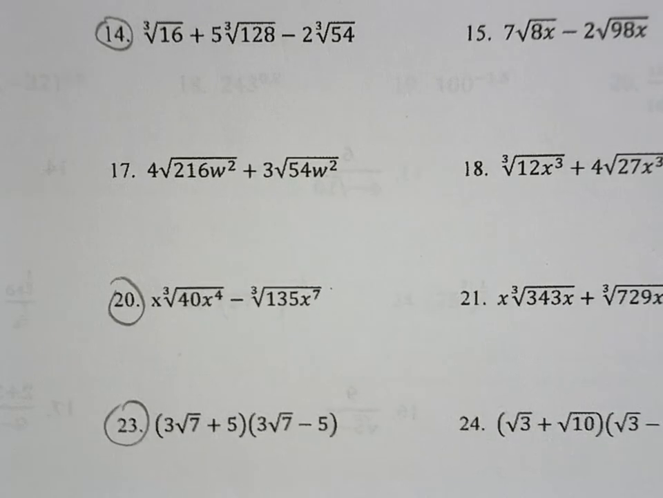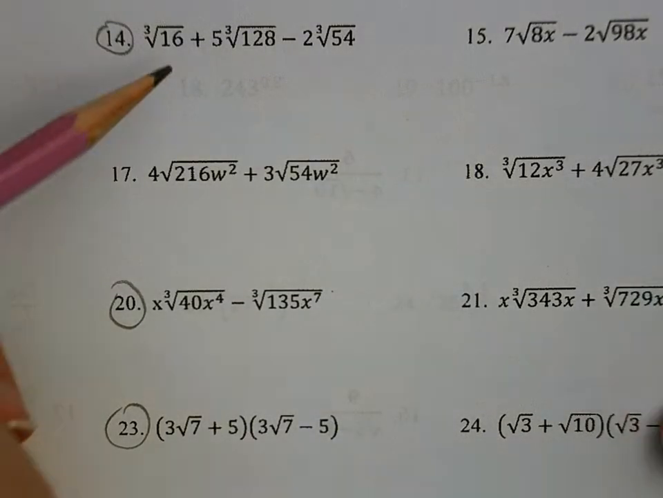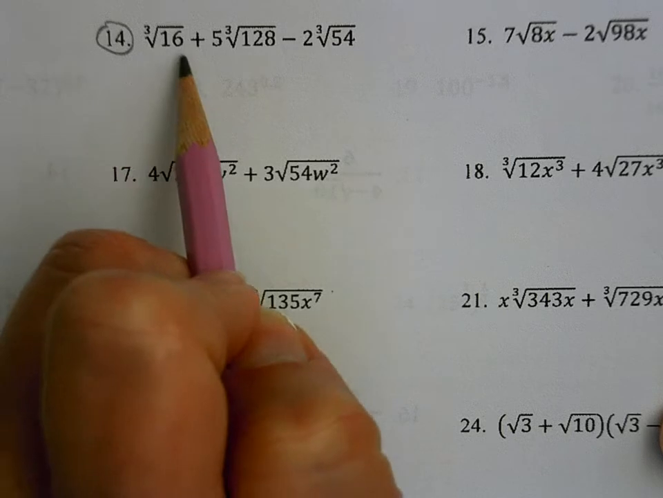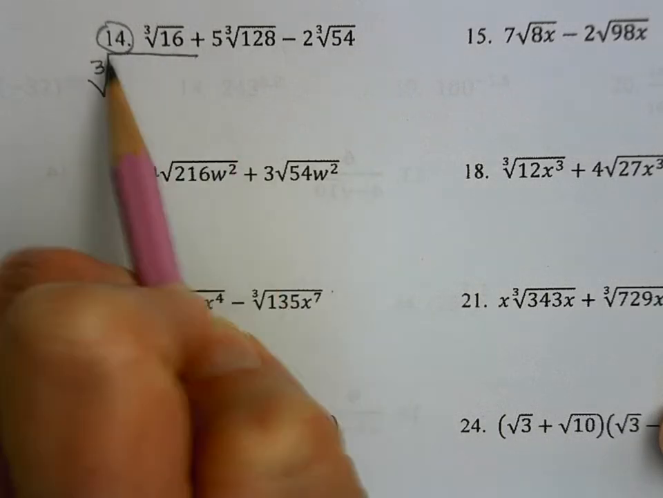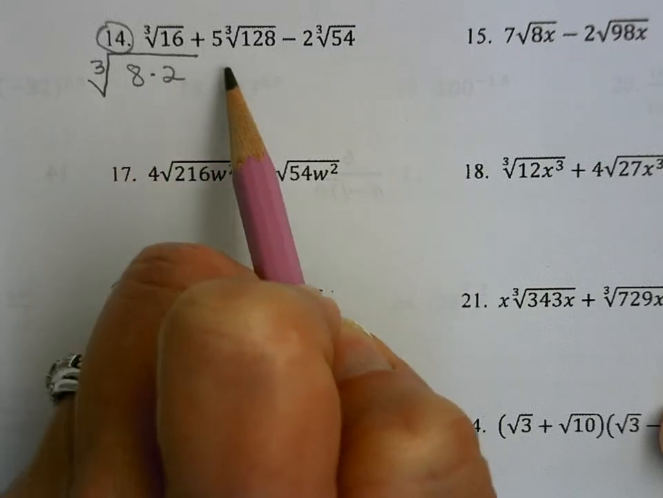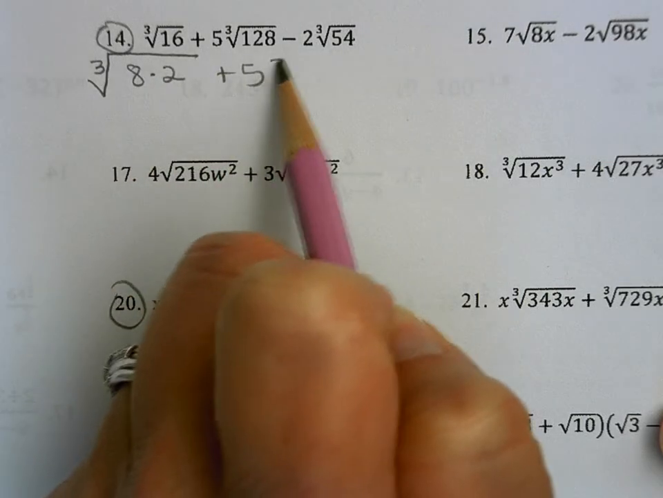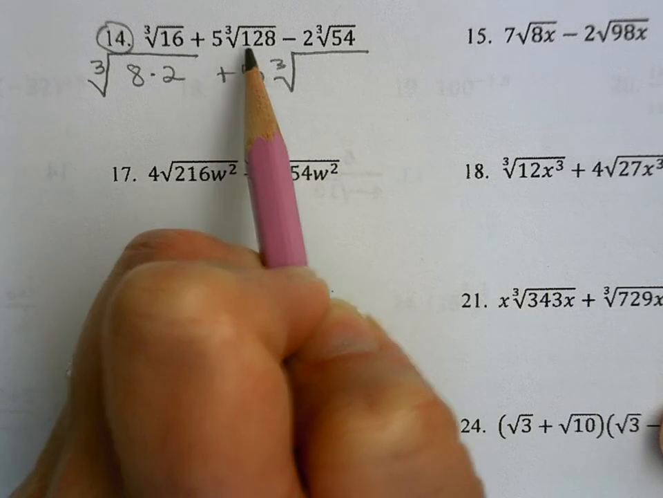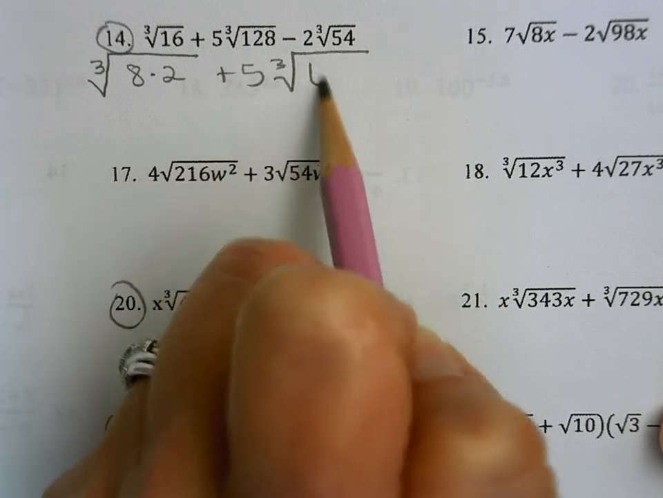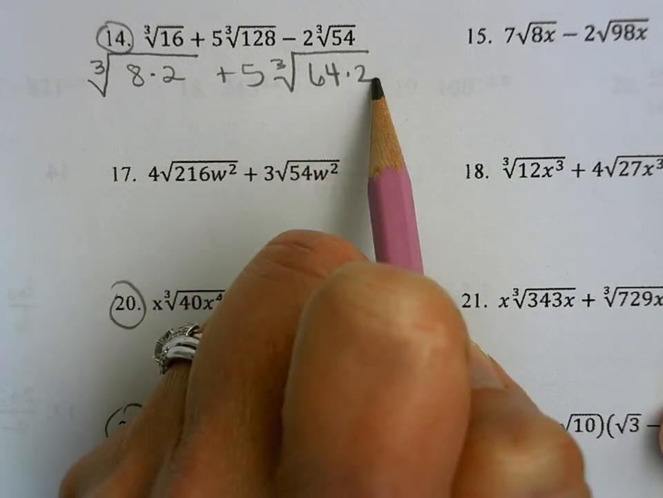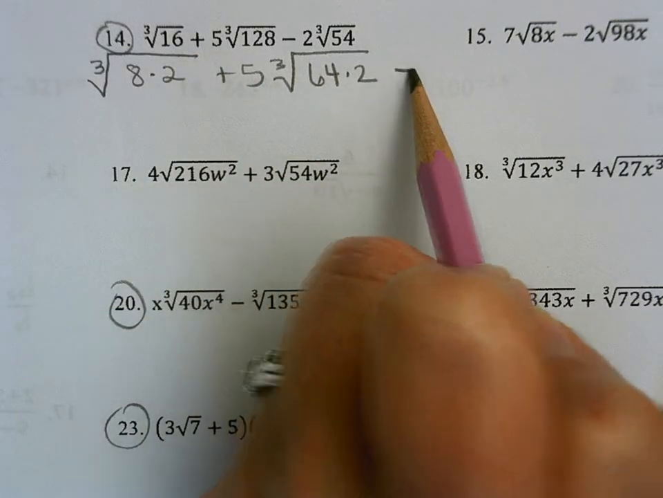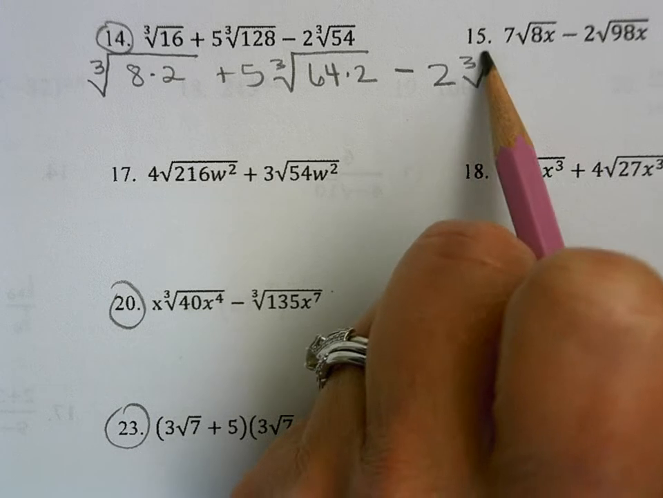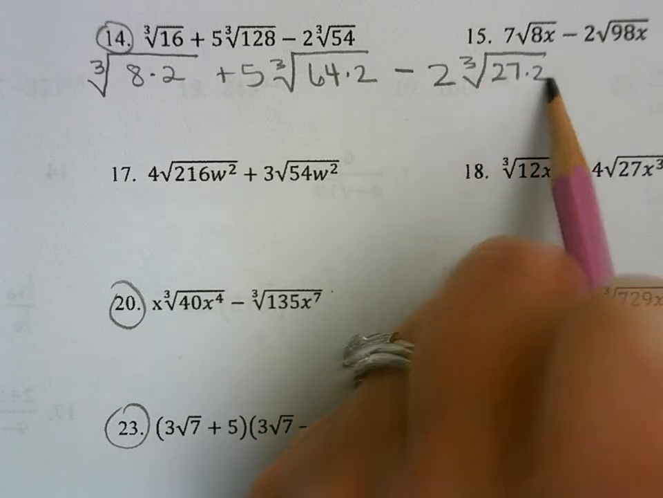Okay, so now I'm going to try number 14. So for this one, again, I'm going to do cube roots. So for 16, I know the cube root of 8, so I'm going to rewrite 16 as 8 times 2. And for 128, that's the same as 64 times 2. This one you might not know, so you might want to do a factor tree on that one. And then minus 2, and then the cube root of 54 is 27 times 2.